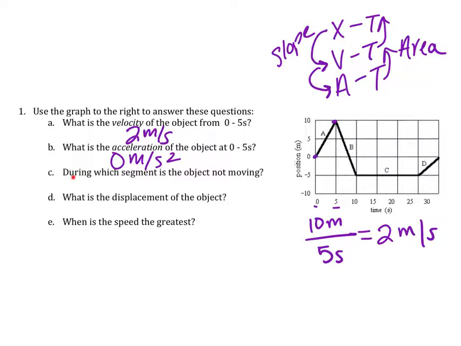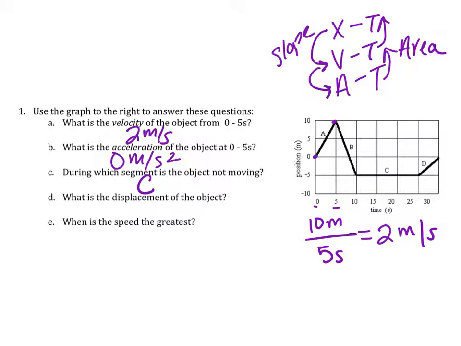All right, moving on to C, during which segment is the object not moving? Again, this is when it's important to look at what type of graph. We're working with a position graph, and you want to ask yourself, what shows me not moving on a position graph? That would be a horizontal line, right? So C is when we have the horizontal line, and that's when we're not moving.